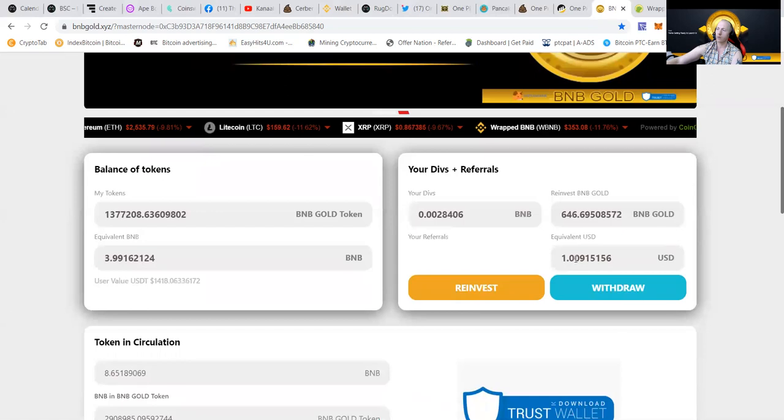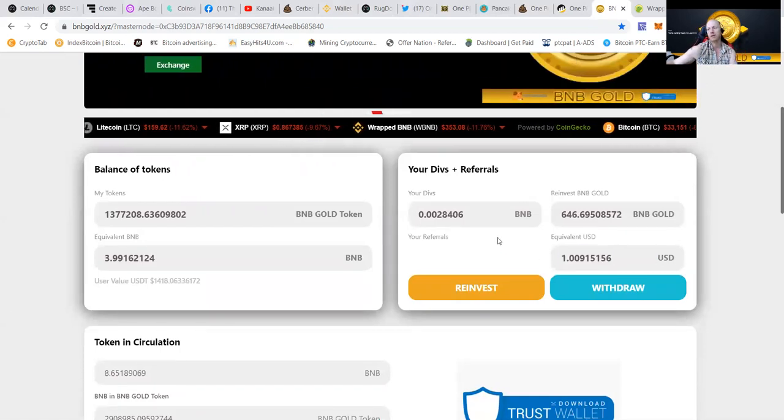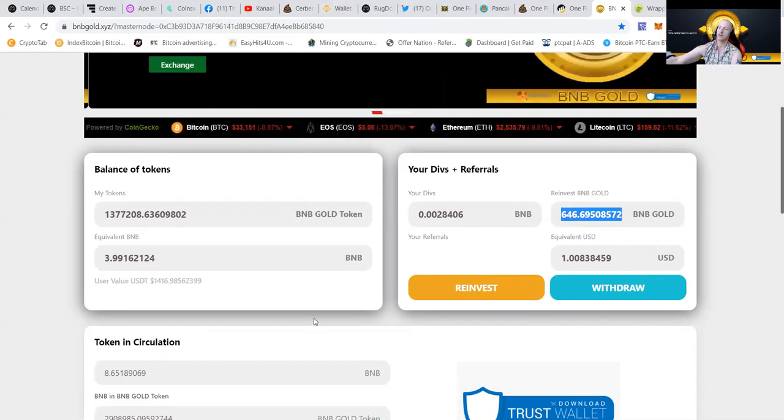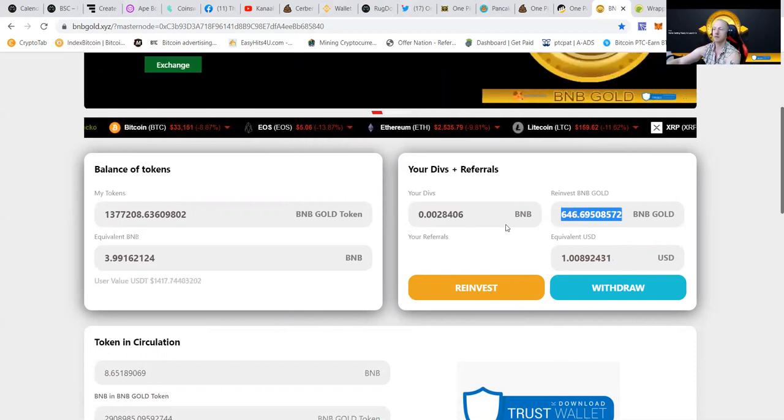How can you relate to that? Well, this always stays, guys. This doesn't become less. Yeah, it becomes less if the BNB becomes less, but this always stays the same. It is always the same amount of BNB you got. So it doesn't matter what the BNB Gold price is for your divs. It matters what the price of the BNB is. So you can see it.